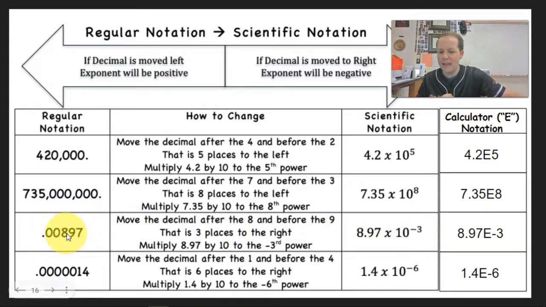So again, 8, then a decimal, 9, 7, and then I'm counting 1, 2, 3 until I get to where that decimal should be. So over here, again, 1.4, how many places do I move that decimal? Once, twice, 3 times, 4 times, 5 times, 6 times. So it's minus 6. That's how I do it.